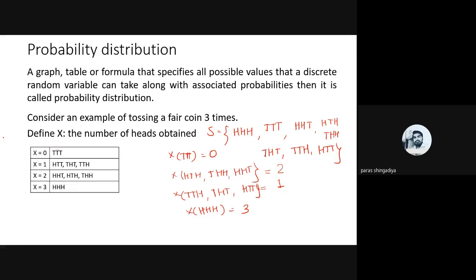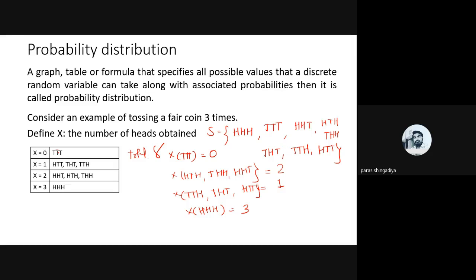For this experiment, there are 8 total outcomes. The total outcome is 8 here. And now we check the probability. Probability for X equal to 0: what is the possibility for X equal to 0? That is 1.